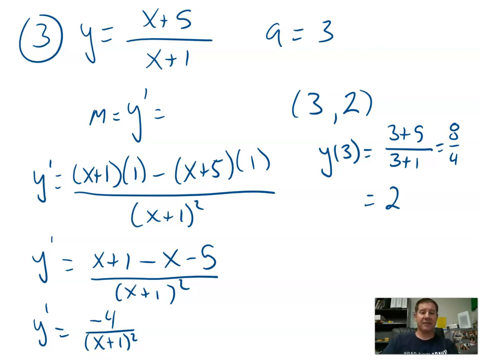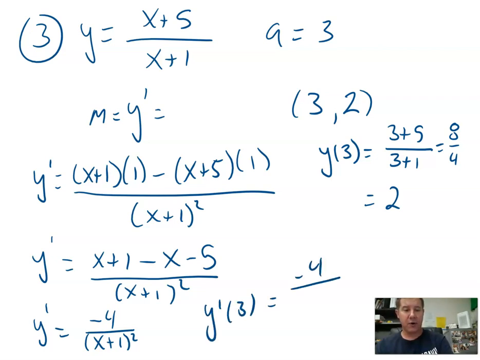Distribute in the front to simplify. Distribute that negative in the back to simplify. Be careful with your algebra. The x's kill each other off, and so I get negative 4 over x plus 1 squared. Okay. Now I need to evaluate my derivative at 3. So this is negative 4 over 3 plus 1 squared, or negative 4 over 16, which is negative 1/4.